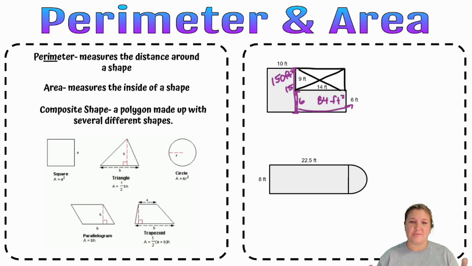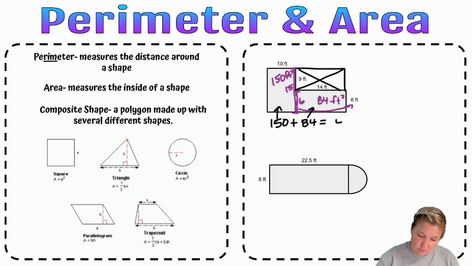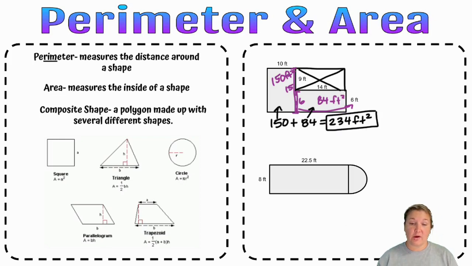And then I'm just going to add those two together. So I'm going to take 150 from here plus 84 from here, which is going to be 234. And this is still feet squared. I know that we're adding, but we're adding two already feet squared together. So 234 square feet.